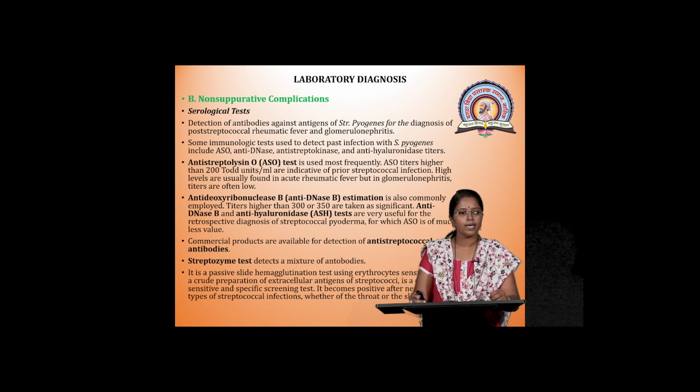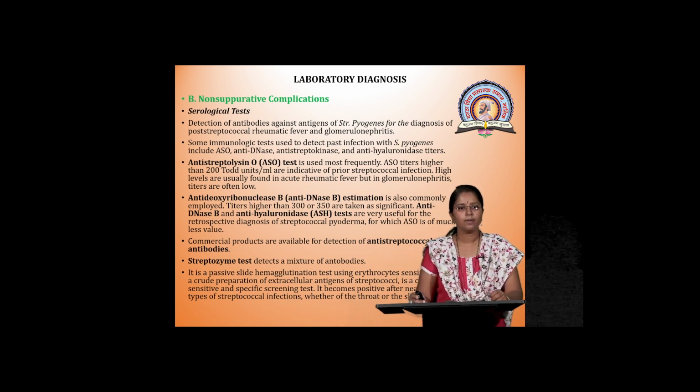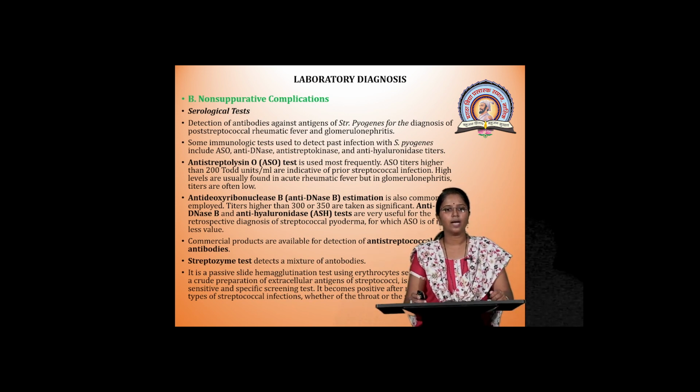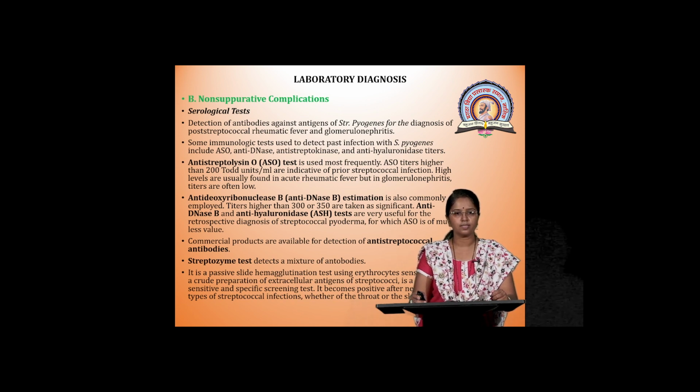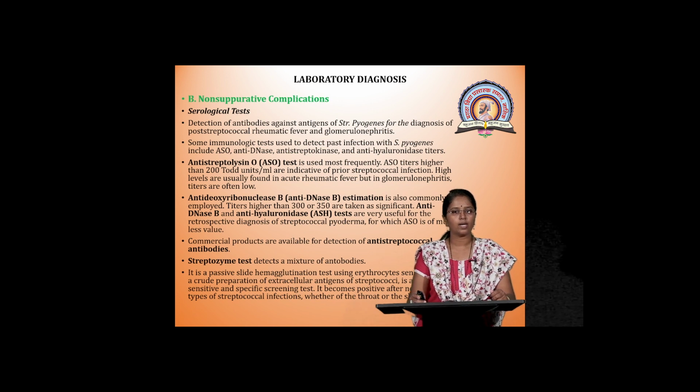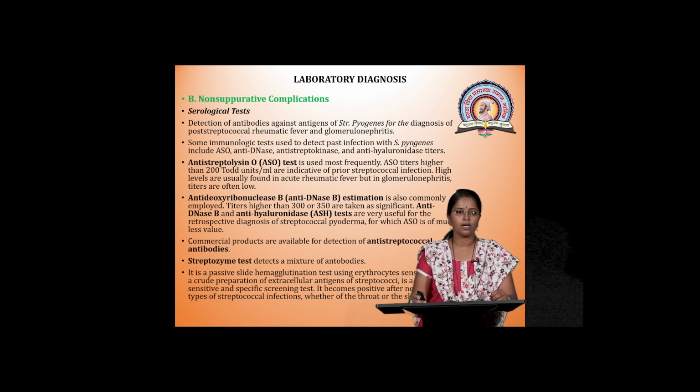For non-suppurative complications, serological tests are used. Anti-streptolysin O, anti-DNase, anti-streptokinase and anti-hyaluronidase antibody titers can be found in the serum of patients with non-suppurative complications of Streptococcus pyogenes. Anti-streptolysin O test is used most frequently. An ASO titer higher than 200 Todd units per ml is indicative of prior streptococcal infection. High levels are usually found in acute rheumatic fever, but in glomerulonephritis titers are often low.